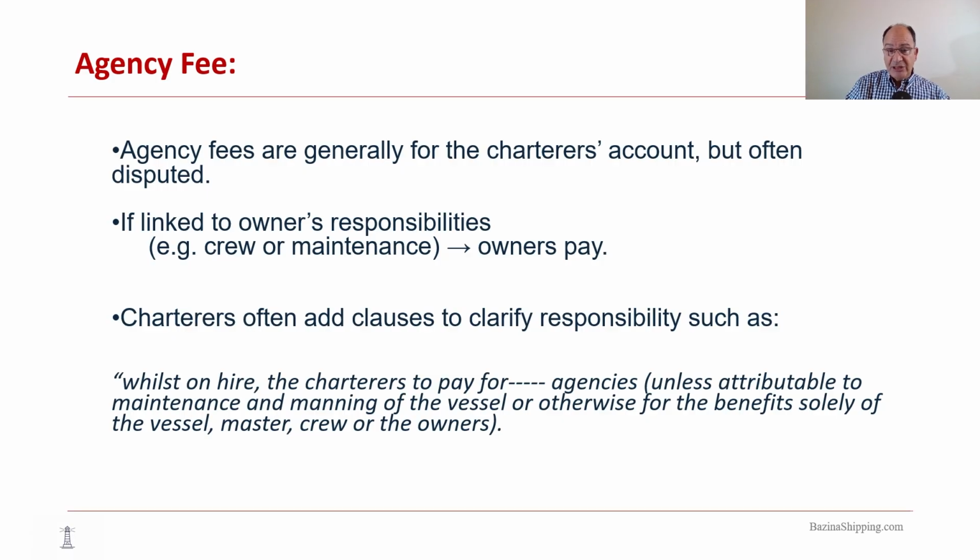And sometimes the charterer also writes this in the additional clauses: while on hire, the charterer to pay for, of course, unless attributable to maintenance and manning of the vessel. Here the charterer is trying to cover himself, like he's telling, okay, I'm paying the agency fee, but whatever is related to the ship itself or crew or maintenance or master, it will be paid by the shipowner.